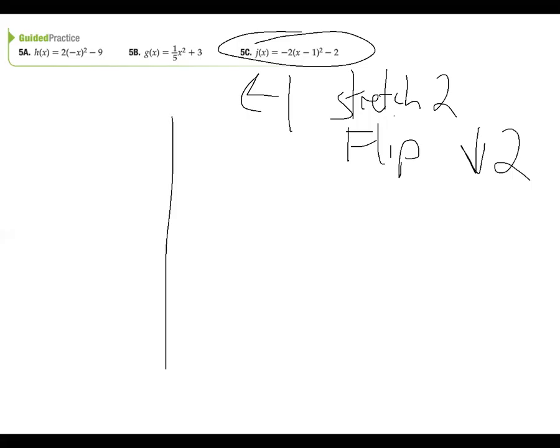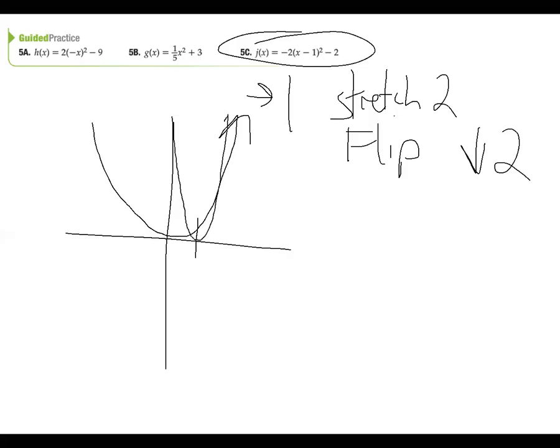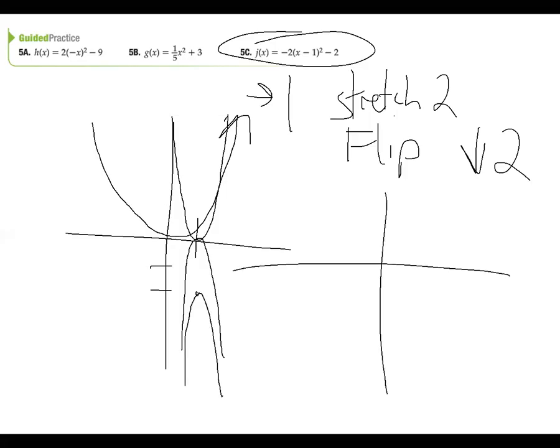Okay, so here's the original graph of x squared. We're going to shift it. Excuse me, I said to the left 1 unit. It's to the right because it's subtraction by 1. So 1 unit. Stretch it vertically by a factor of 2, flip it over, and then move it down 2 units like this. Okay, so I would just regraph it right there like that. Okay?